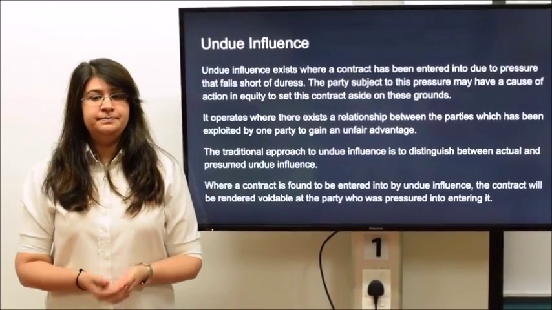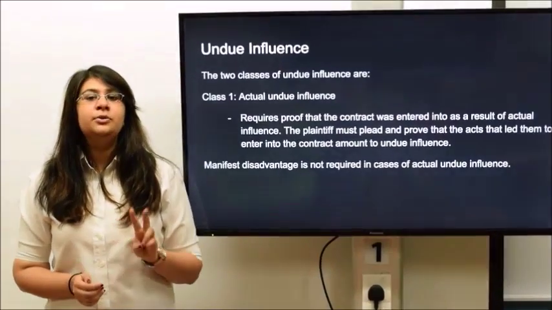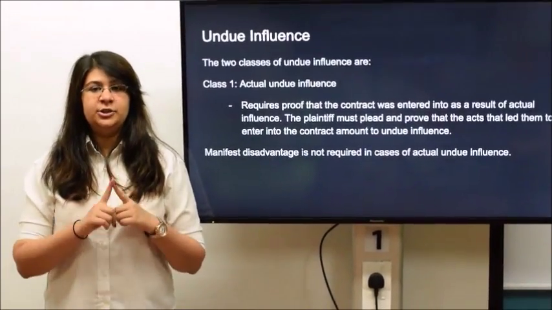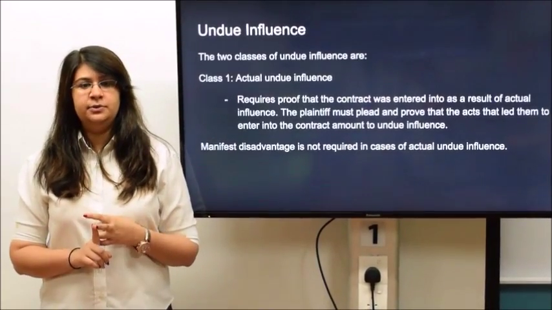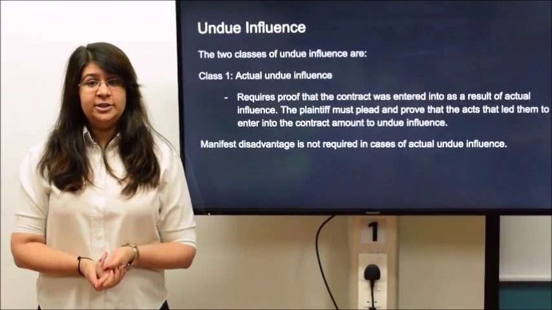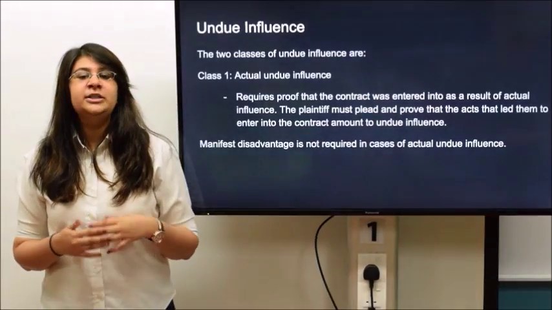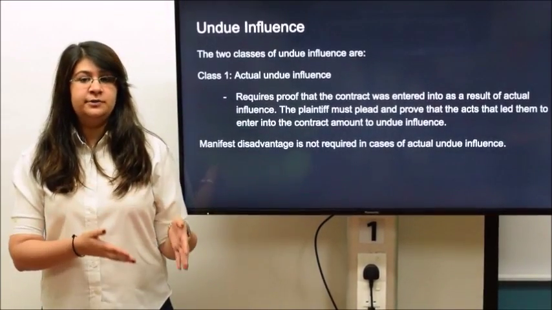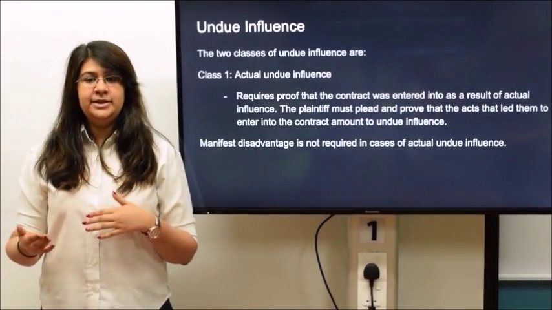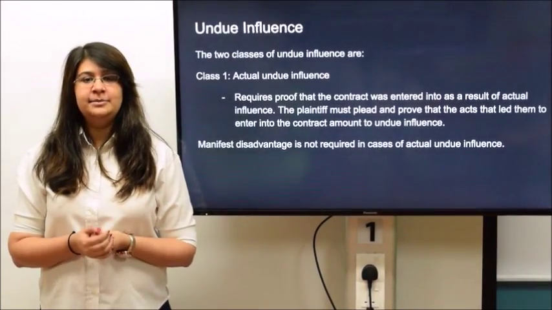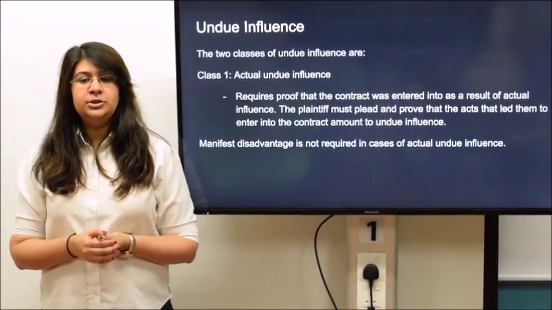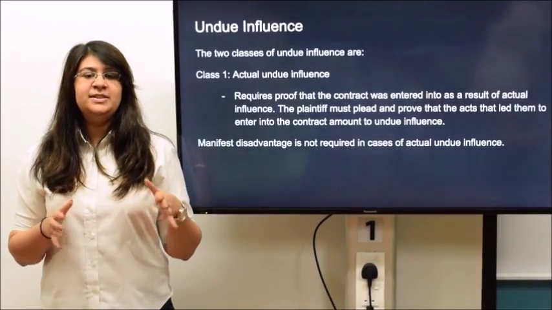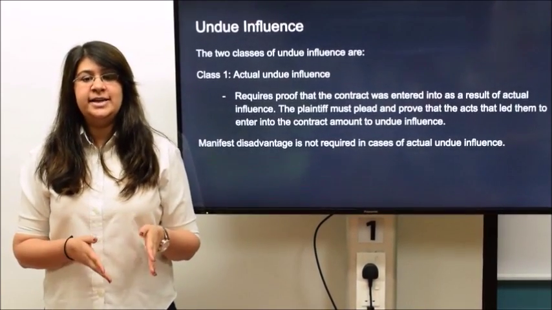There are 2 classes of undue influence, which are actual undue influence and presumed undue influence. Class 1, which is actual undue influence, requires proof that the contract was entered into as a result of actual influence. The plaintiff must plead and prove that the acts that led them into this contract amounted to undue influence. Manifest disadvantage is not required in this case.